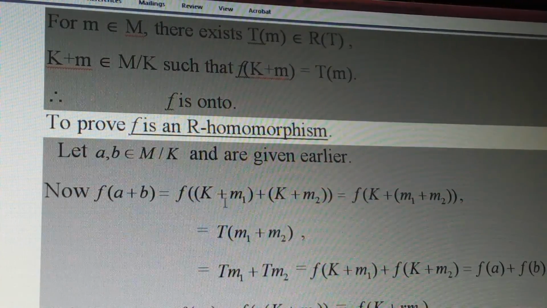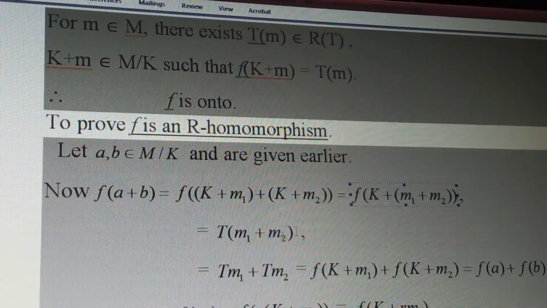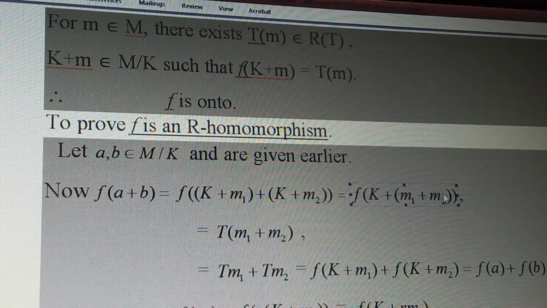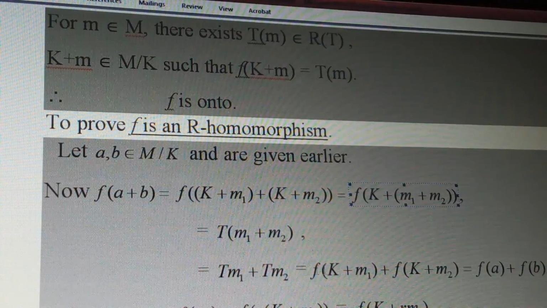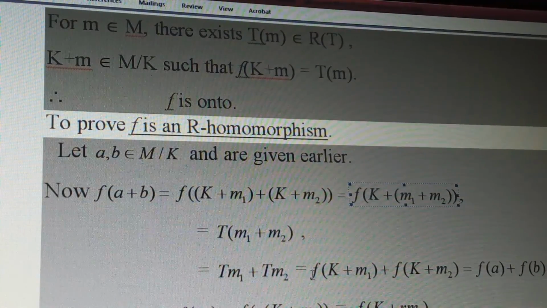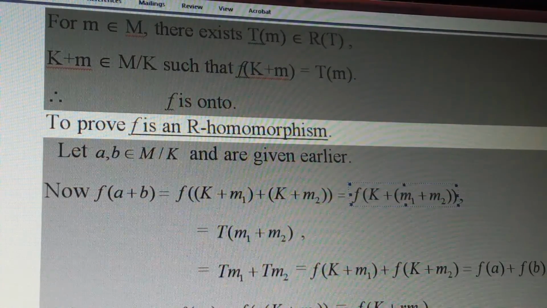f(a + b) is equal to f(a) + f(b). This is the value of a and b: f(k + m1) and this is equal to f; this is the value of t(m1 + m2) is equal to t(m1) + t(m2), is equal to f(a) + f(b), meaning f(a + b) is equal to f(a) + f(b). This is the first condition.